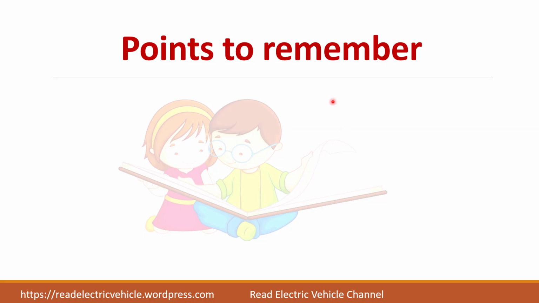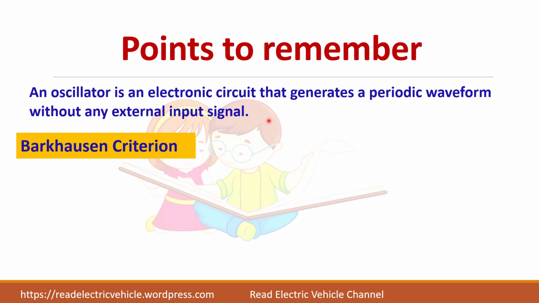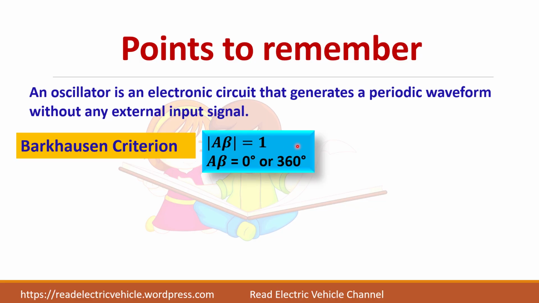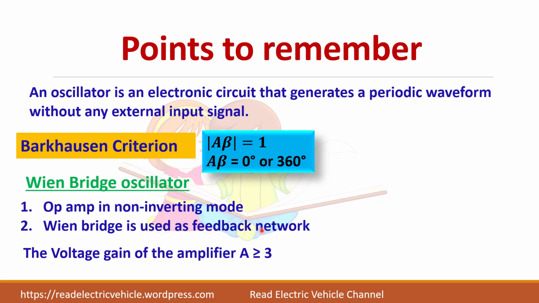So the points to remember here are: an oscillator is an electronic circuit that generates a periodic waveform without any external input signal. According to the Barkhausen Criterion, A beta should be equal to 1 and the phase angle of A beta is equal to 0 degree or 360 degree. In the Wien bridge oscillator, an op-amp is operating in the non-inverting mode and the Wien bridge is used as a feedback network. So in both these cases, there is no phase shift. And the voltage gain of the amplifier for sustained oscillation should be greater than or equal to 3.